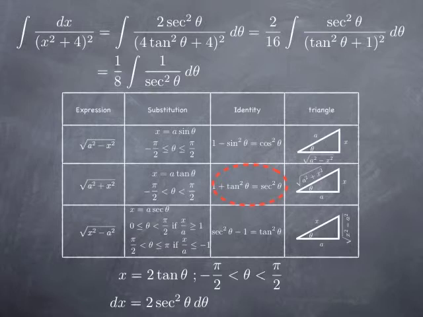When it's squared, it gives me secant to the 4th. So you have secant squared at the top, secant to the 4th at the bottom, which simplifies as 1 over secant squared. But secant is really the reciprocal of cosine, so 1 over secant squared is really just cosine squared. So I obtain 1/8 of the integral of cosine squared.